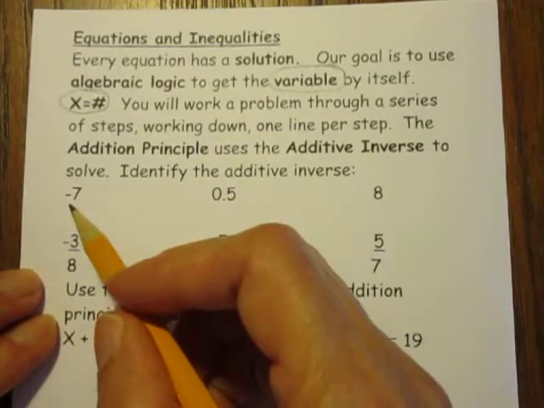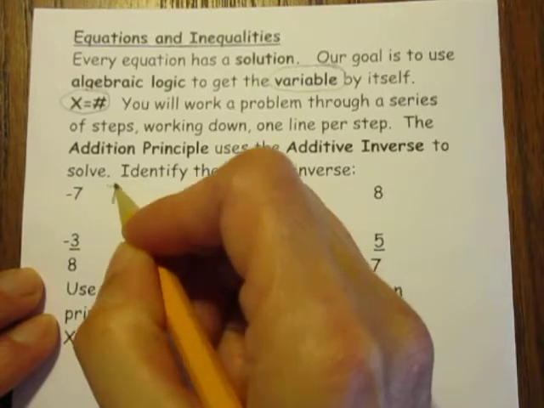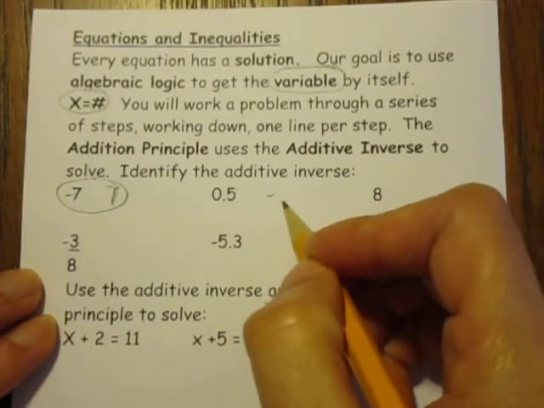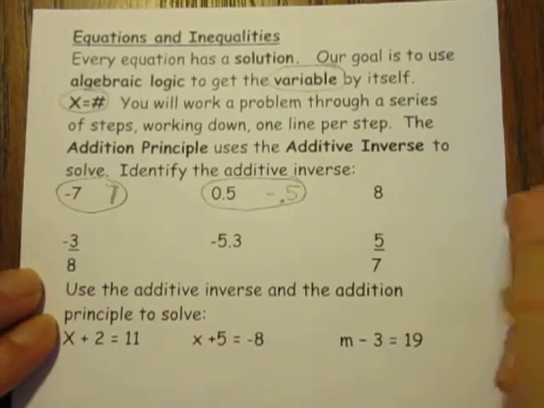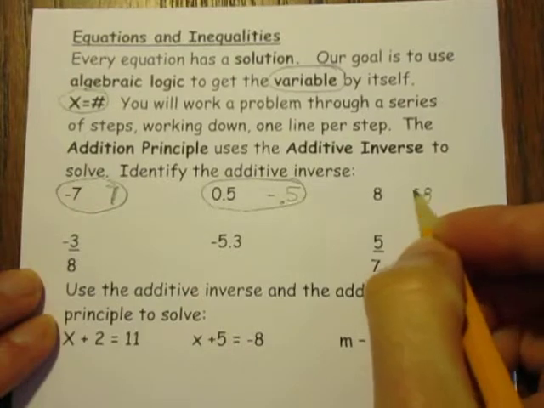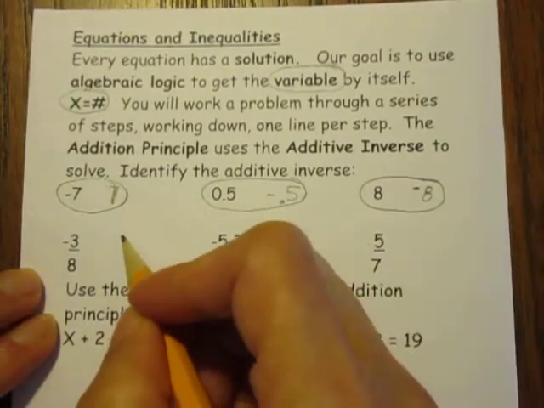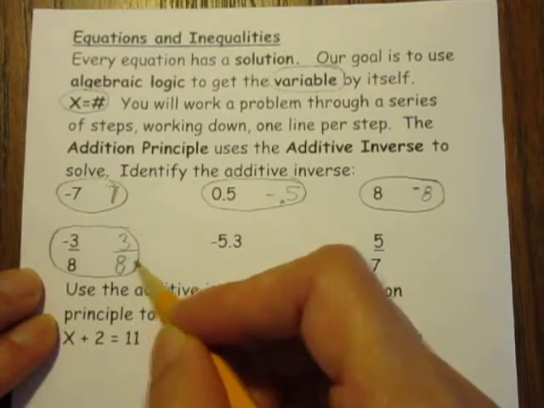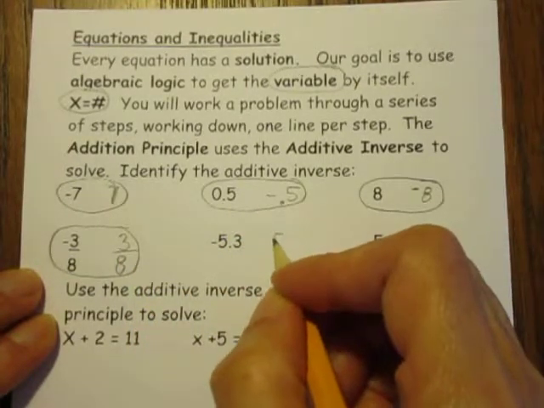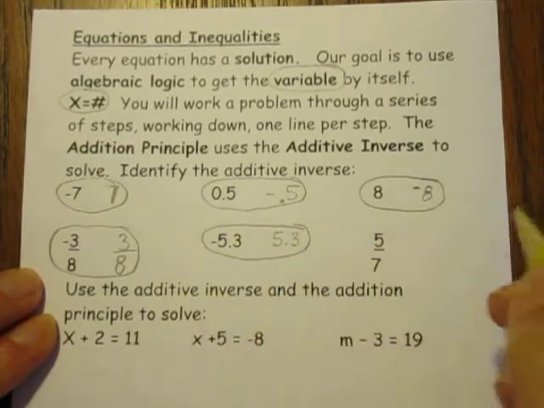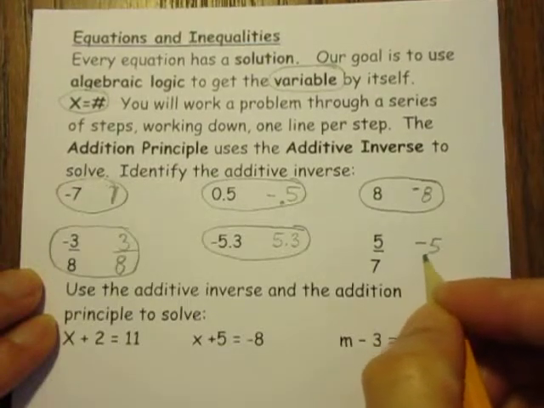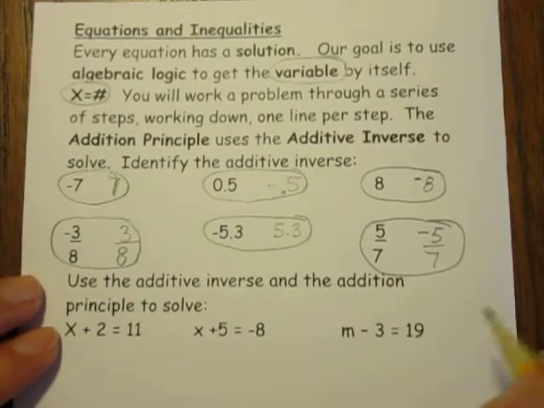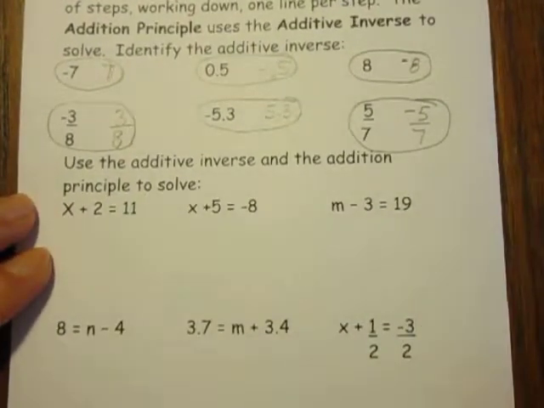What can we collect with a -7 to get to 0? That would be 7, because the two of those are additive inverses of each other. What can I collect with 5/10? That would be -5/10, because when we collect those, that gets us to 0. We can collect -8 with a +8 to get to 0. We can collect 3/8 with -3/8 to get to 0. Notice that if I don't put the positive there, it's implied that it's positive. Same thing with -5.3: I can collect +5.3 to get to 0. With a fraction like 5/7, it would be -5/7. So it's basically the number, but with a different sign, because that's what happens when you collect those, you get to 0. Okay, so we're going to use that concept to solve some very basic single-step variable equations.